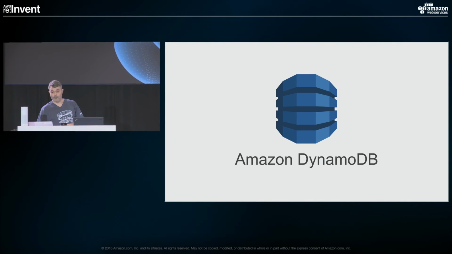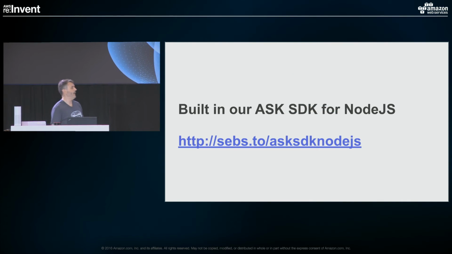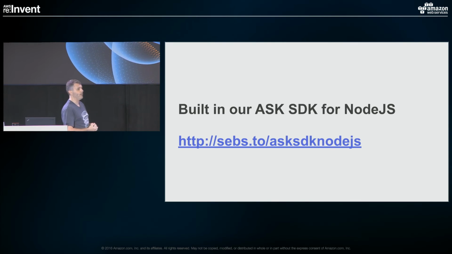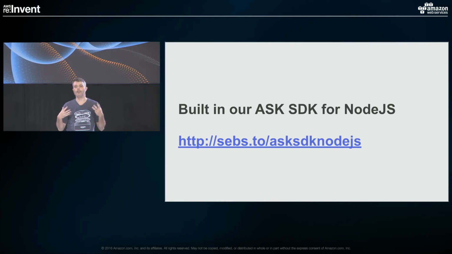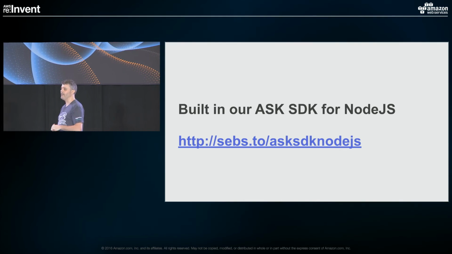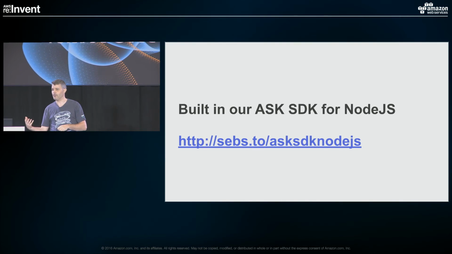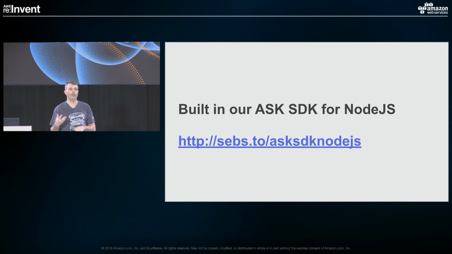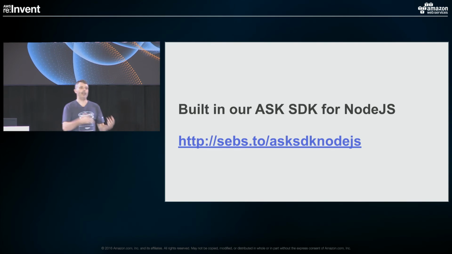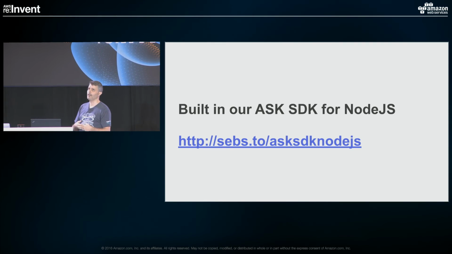How to use DynamoDB from a skill? It's integrated by default in our SDK for Node.js. So if you are writing your own skill in Node.js, in JavaScript, the SDK that we provide on GitHub knows about DynamoDB by default. So whatever you store in the Alexa session will be persisted, or might be persisted, automatically to DynamoDB. You do not need to write a single line of code.